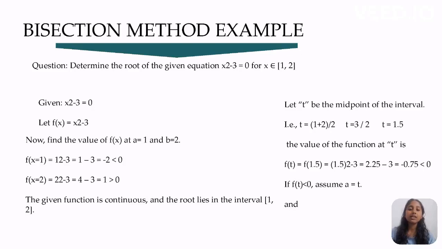Bisection method with an example. This is the example for the bisection method, which is represented by the equation x squared minus 3 is equal to 0.